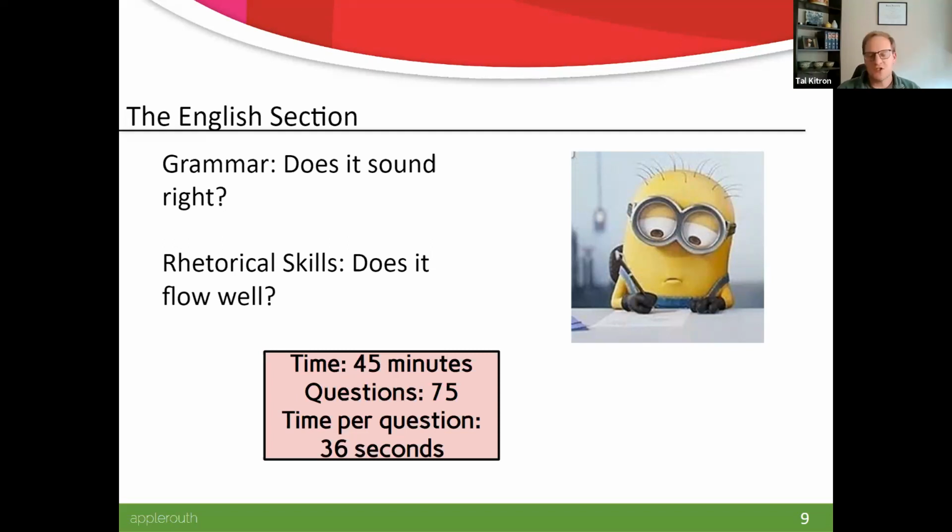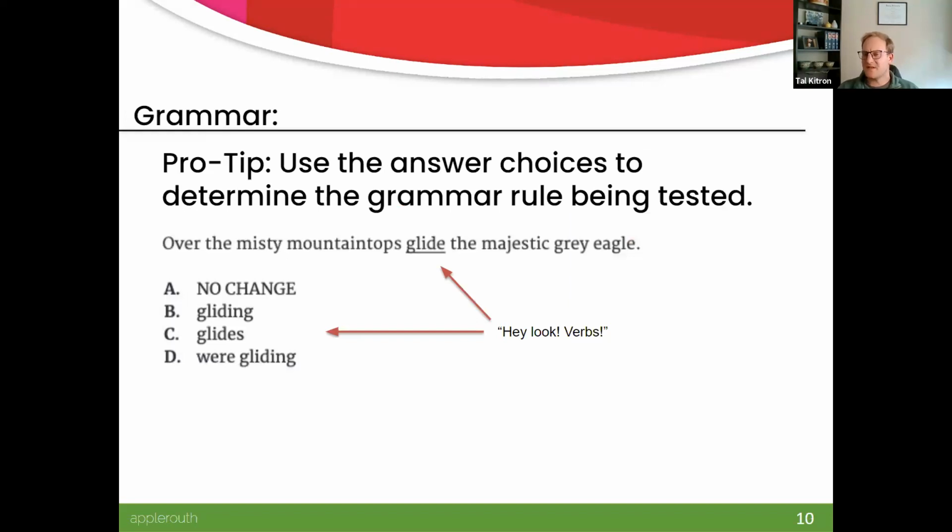Again, we get 75 questions, 45 minutes, which averages to just over 35 seconds per question, but some of them are going to be really, really quick, and some will take more like a minute. I would say most of my students don't have too much of a time issue on this section on English. Part of the reason is a lot of it's pretty simple. We're not really reading the passages.